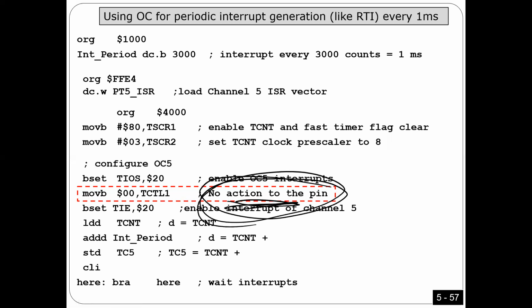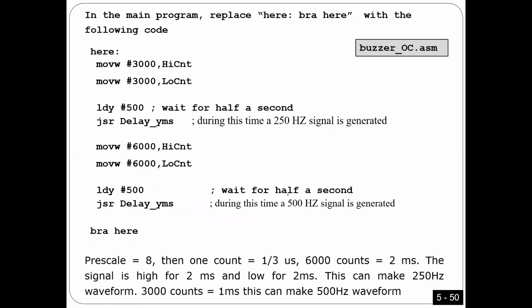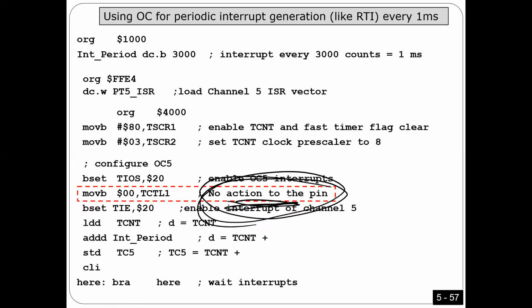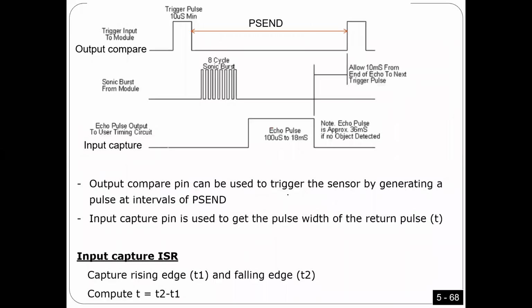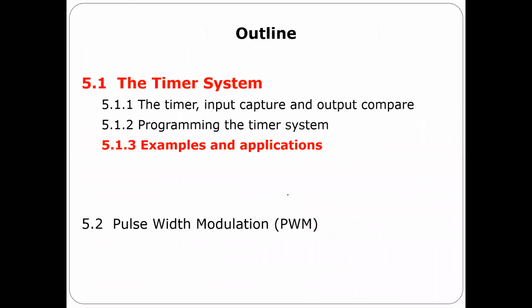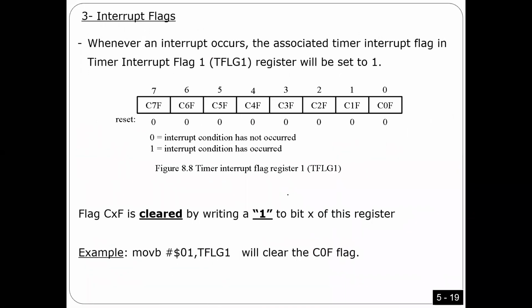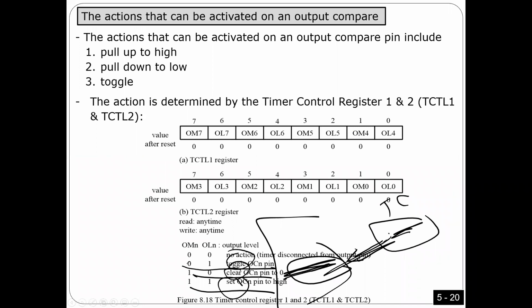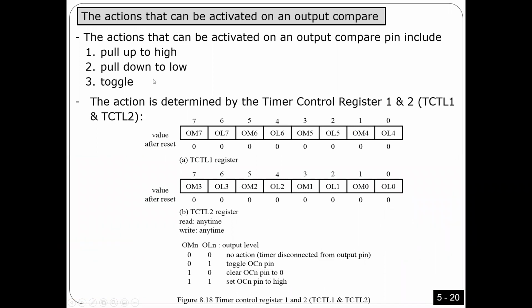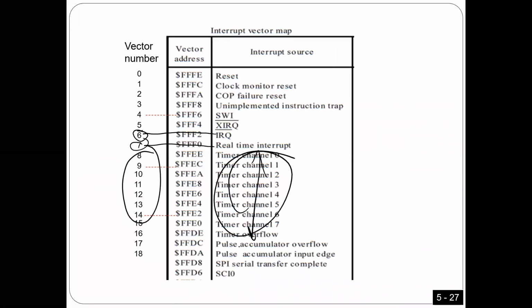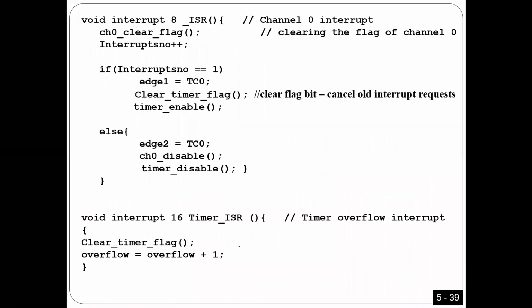I told you, if you look at the options, we have 4 options. Let me go back to show you. Yeah, here, guys. Let me clear this one. Here, if you look at the action you want to take on the pin, you can set, clear, toggle, or you can select no action, right? In this case, I don't want to take action, so I'm going to select no action. I'm going to put 0 0 so that no action happens on the pin.